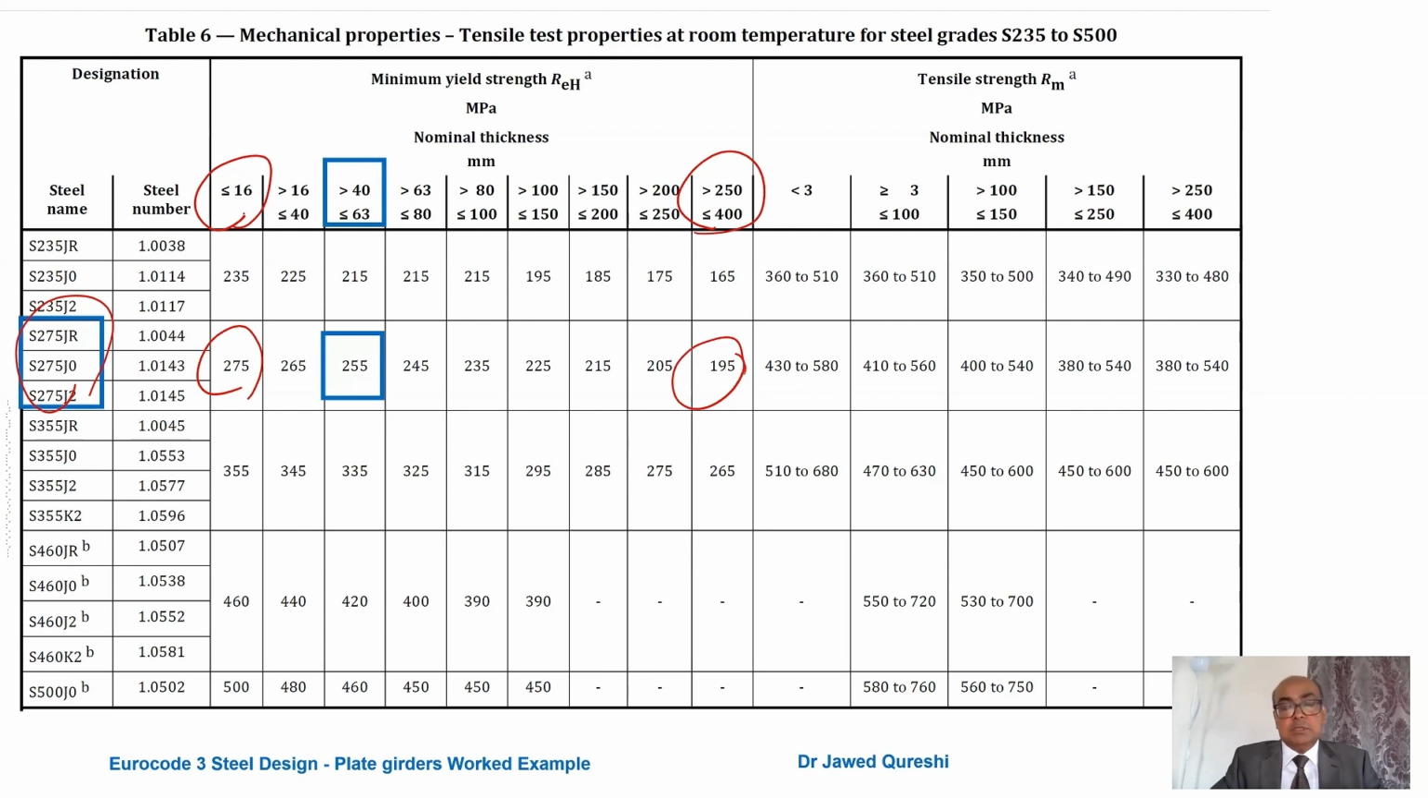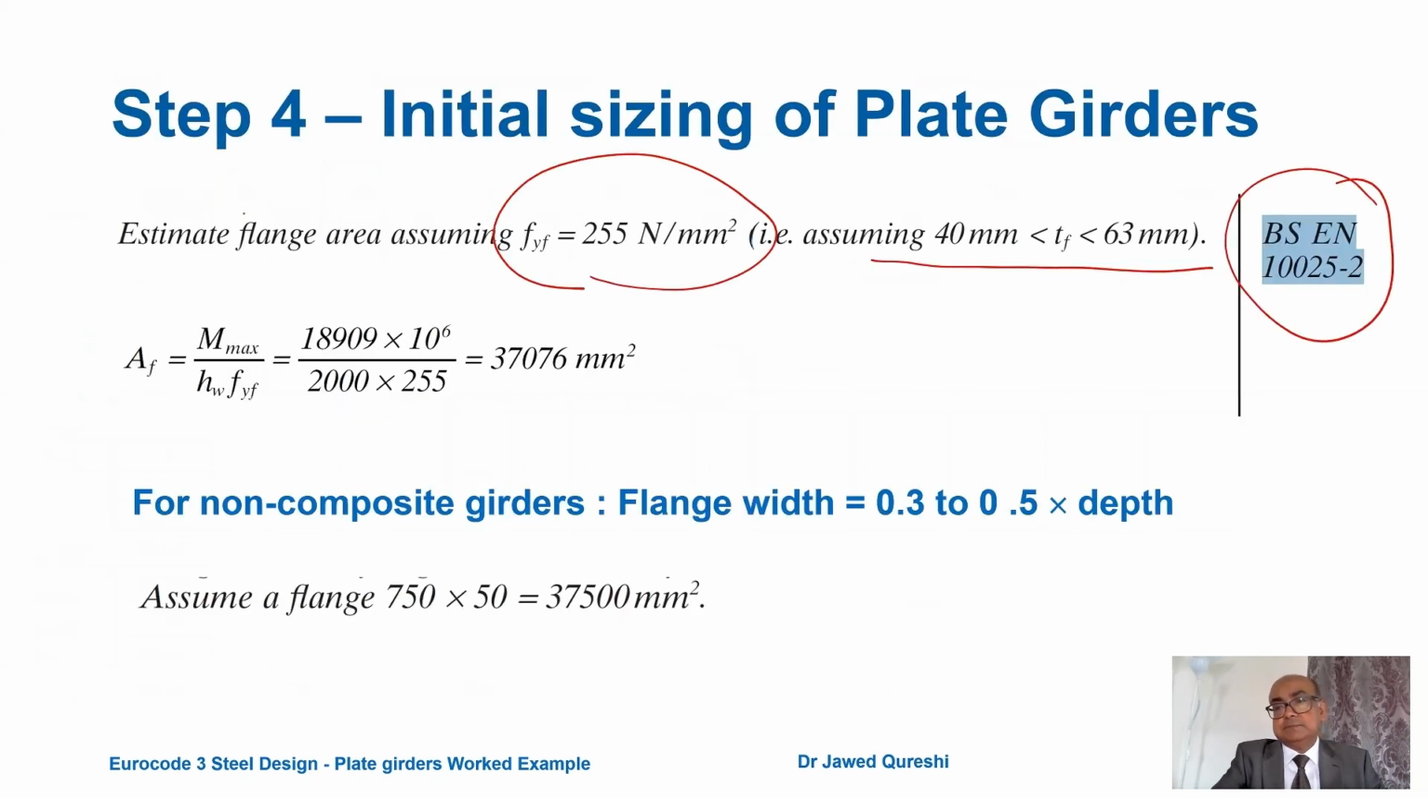And we normally use table 3.1 in Eurocode 3. But because this is a plated structure, we will be using table 6 of BS EN 10025-2. Once we have assumed this, we will work out the area of the flange. So area of the flange is equal to maximum moment divided by HW FYF. As moment is resisted by flanges only, moment is equal to force in flanges multiplied by the lever arm. That's how we have found this formula.